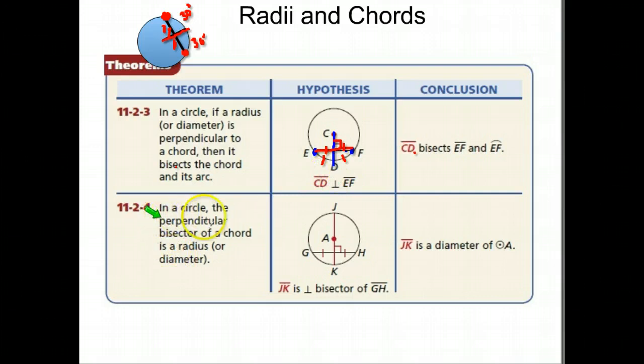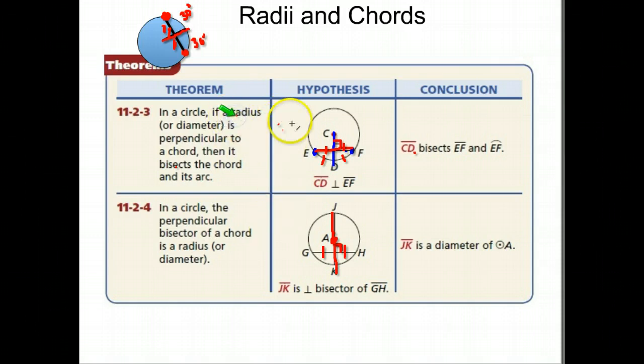The other property is that in a circle, the perpendicular bisector of a chord is a radius or a diameter. This just goes the other direction. It says if you happen to have a line that cuts a chord in half when you're in a circle, that line that cuts it in half and is perpendicular to it, that's what perpendicular bisector means. It's a right angle with it, and it cuts it into 2 equal parts. If that happens, then you know that that line is either a radius or a diameter, because those are the only ones that can do that. This is just the theorem written in opposite ways.